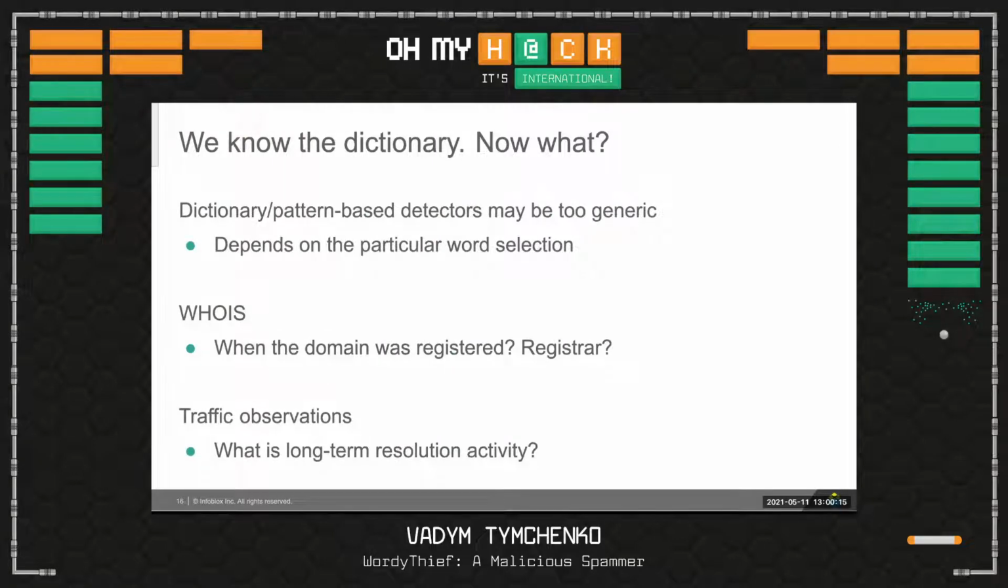How can we proceed from here? In a more generic way, the question is, if you know the dictionary and pattern, so now what? It still might be too generic for detection. It depends completely on the specific dictionary word selection. A typical approach is to utilize whois information, such as when the domain was registered and who is the registrar. Or alternatively, we use traffic observation. What is the resolution activity associated with all these domains? Let's see how it looks like.